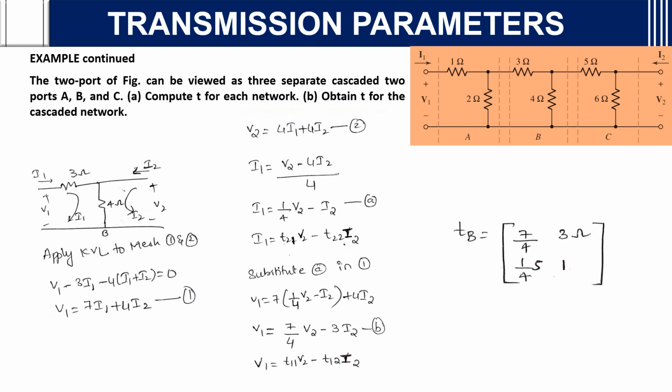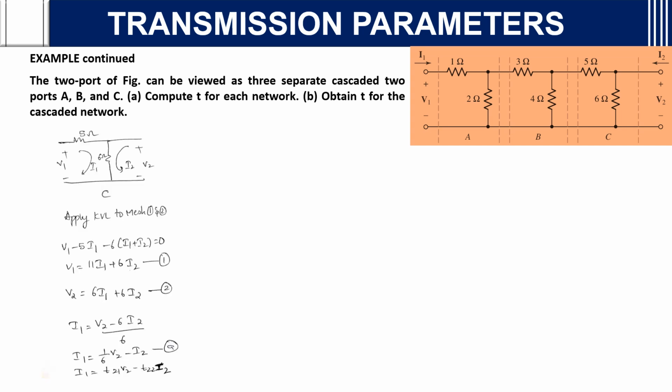Now we will find the TC matrix. To find the TC matrix, again apply KVL to this mesh. Consider the C network. For the KVL mesh equations, you will get V1 is equal to 11I1 plus 6I2, and V2 is equal to 6I1 plus 6I2. From this, consider I1. I1 is equal to 1 by 6 V2 minus I2, which is in the form of I1 is equal to T21 V2 minus T22 I2.